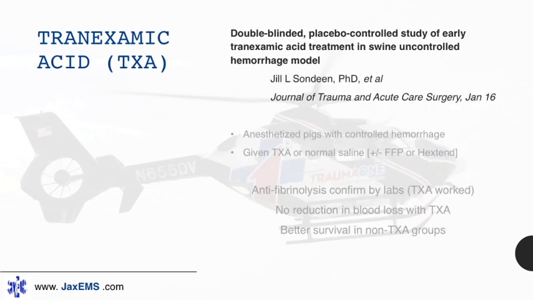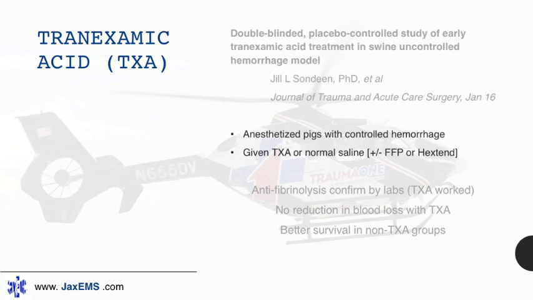So our more recent papers that we're seeing, this is a double-blind placebo-controlled trial of early TXA in the swine uncontrolled hemorrhage model, so a pig model. What they did, they anesthetized pigs, they cut them, they had a controlled hemorrhage, they gave either TPA or TXA, TPA would not be good, TXA or normal saline, and then they looked at outcomes. So the anti-fibrinolysis confirmed by labs. All that meant was the TXA worked. They were able to say, yeah, the TXA worked based on our labs.